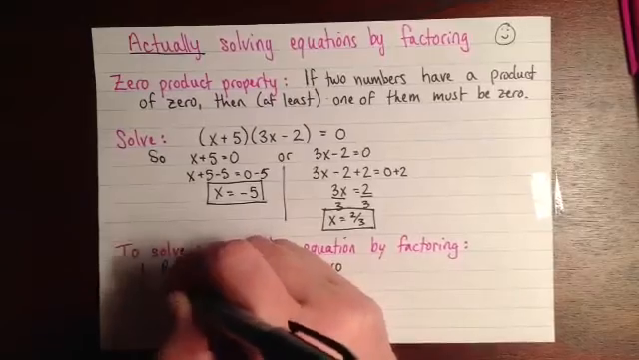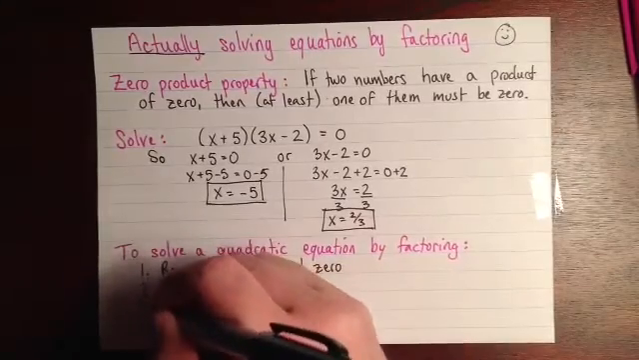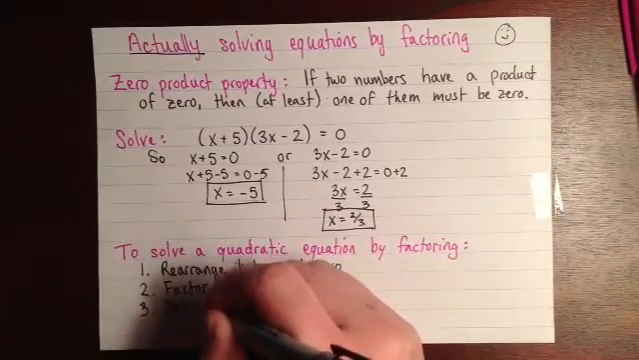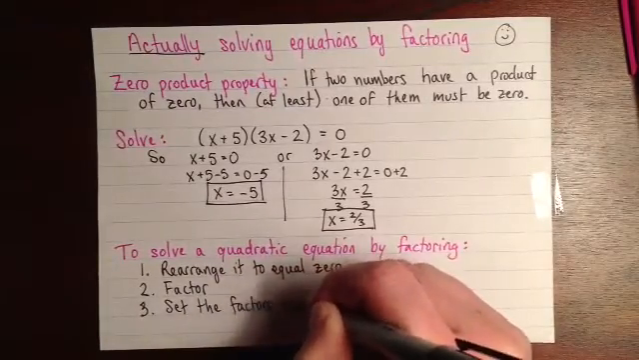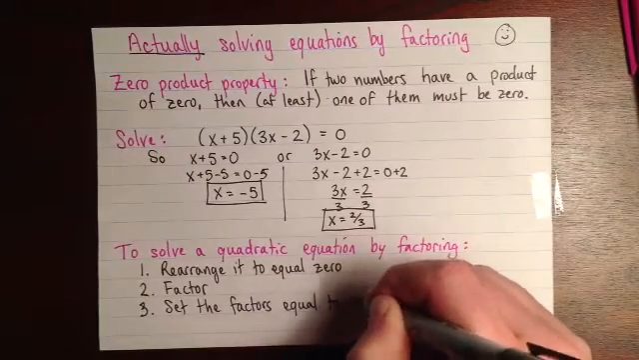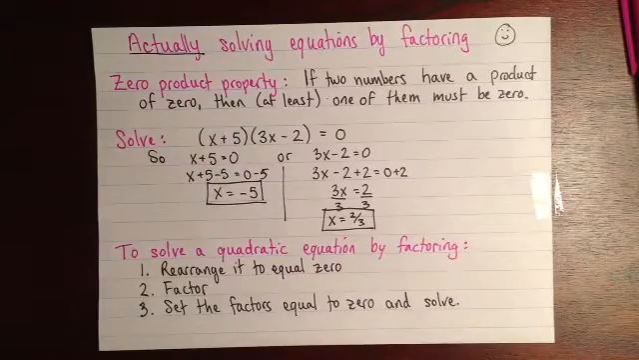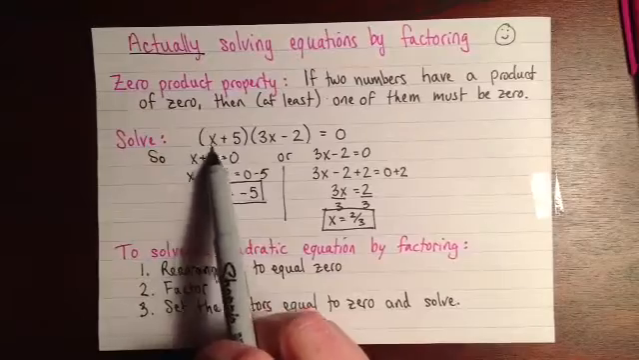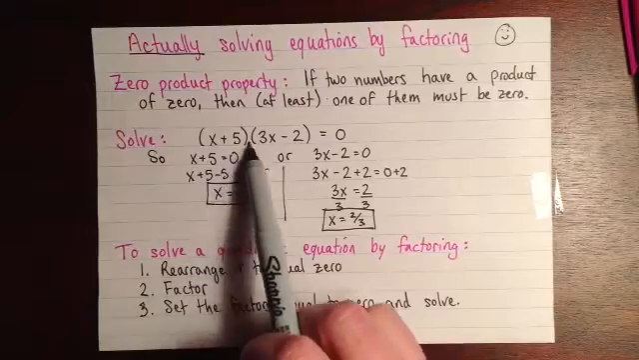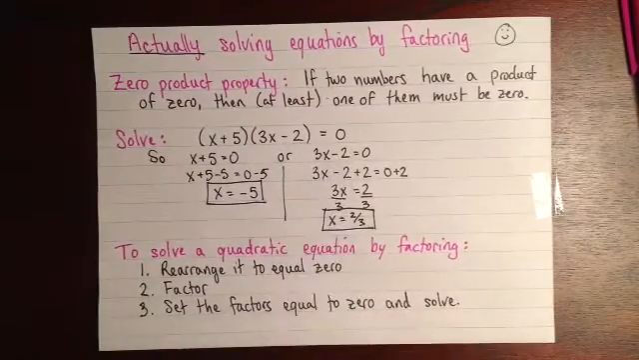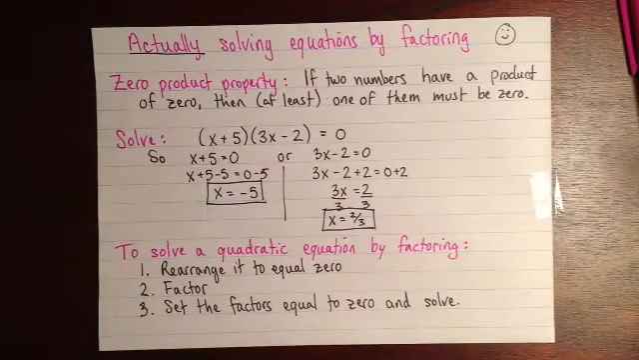Step 2 is factor. And step 3 is set the factors equal to 0 and solve. So all that means, that's this step here. If it's factored and equal to 0, you take one factor, you say, well, that could be 0, or else the other factor could be 0. And then you solve those little linear equations. This one here is as hard as it gets for solving little linear equations like that.